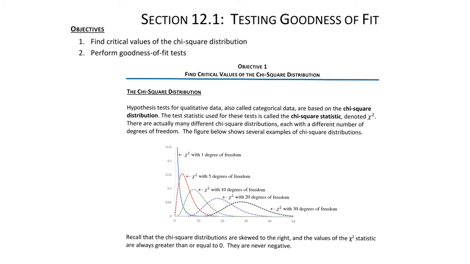Hypothesis tests for qualitative data, also called categorical data, are based on the chi-square distribution, which you learned in section 8.4. The test statistic used for these tests is called the chi-square statistic, and we usually denote it like this. The chi-square distribution is not symmetric, it is skewed to the right, and values of the chi-square statistic are always greater than or equal to 0. They are never negative.